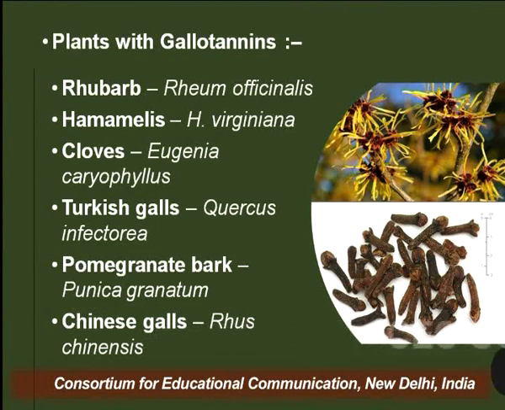You can see the flowers of hamamelis. Then clove, which is known as long or Eugenia caryophyllus. Then Turkish galls, Quercus infectoria. Galls are nothing but tumorous outgrowths that are due to the infection of bacteria or fungus on the plant. Then you will also find these gallotannins in pomegranate bark and the Chinese galls.